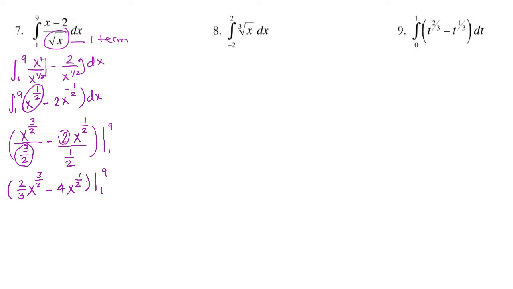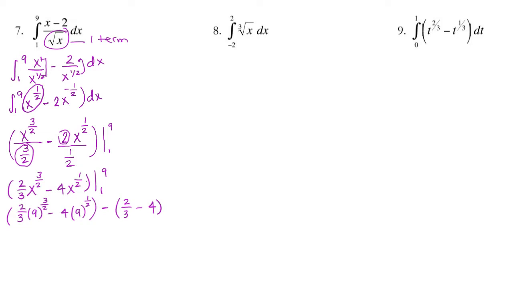So let's go ahead and plug in. So for this first one, we're going to have 2/3 times 9 to the 3/2. And this is non-calculator, so we're going to review how to do that. That's 9 raised to the 1/2 minus our bottom endpoint, and we're just substituting in a 1. So 1 raised to whatever power is still 1. So basically I've got my coefficients here, 2/3 minus 4.